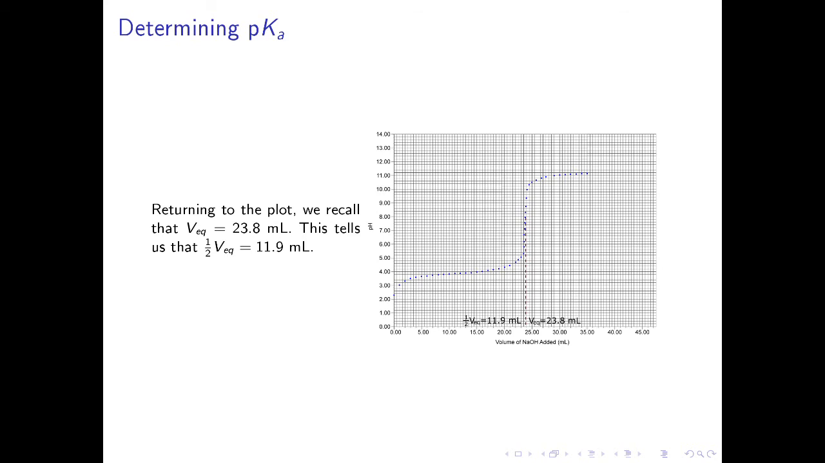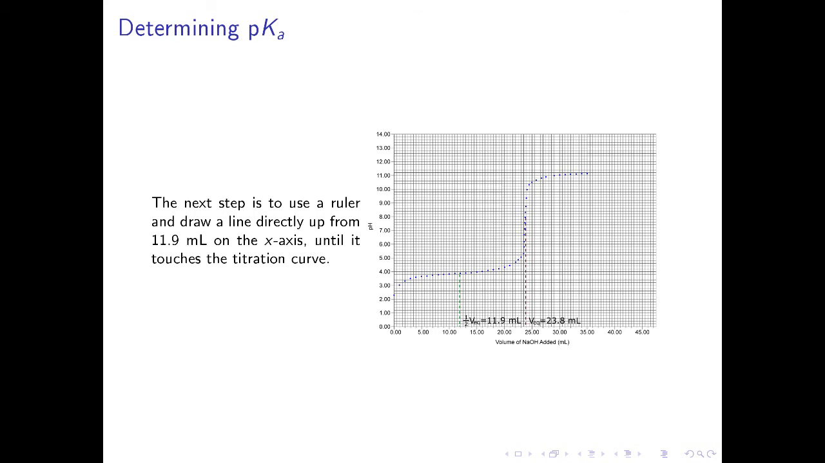Let's return to the titration plot. Remember that VEQ was determined to be 23.8 milliliters. This tells us that 1/2 VEQ is equal to 11.9 milliliters. We then use a ruler and draw a line directly up from 11.9 milliliters on the x-axis until it touches the titration curve directly above it.